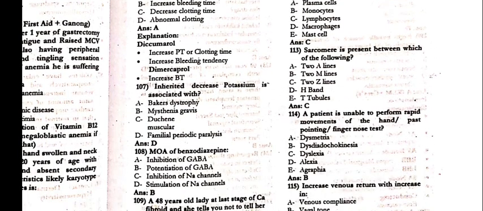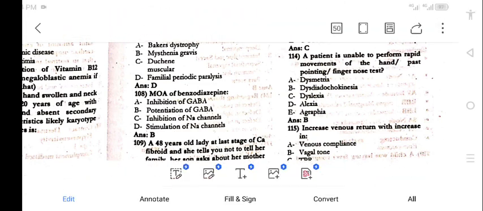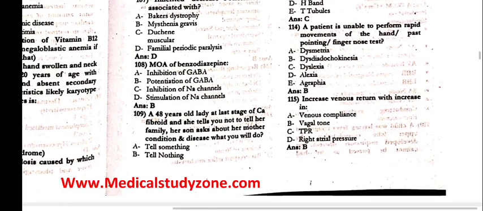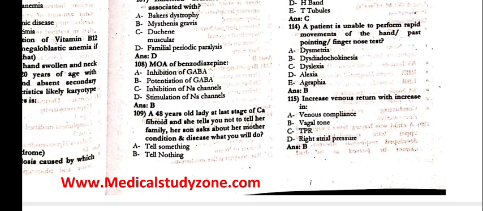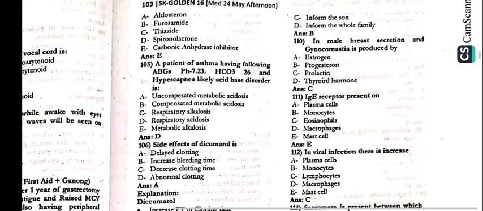Next, inherited decreased potassium is associated with familial periodic paralysis. Mechanism of action of the benzodiazepine: the potentiation of GABA. A 48-year-old lady at the last stage of carcinoma tells you not to tell her family. The son asked about his mother's condition and disease. What will you do? Basically, we will tell nothing.